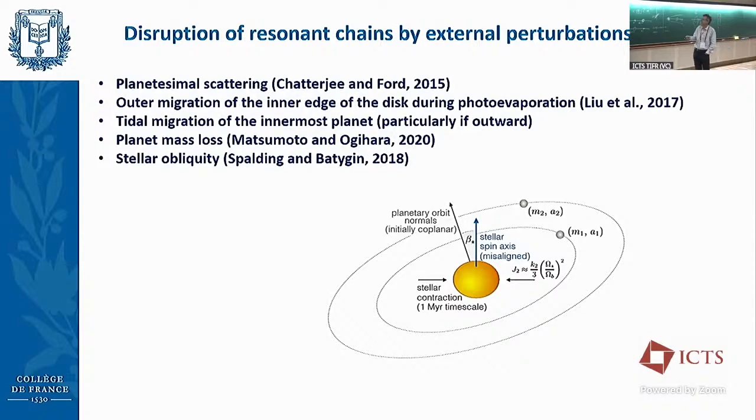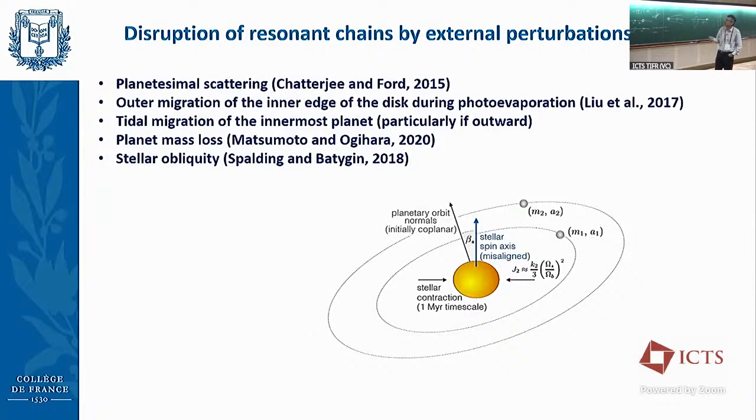If this is the case and the star is rotating, it has an equatorial bulge that is inclined with respect to the planetary plane. And this equatorial bulge takes the inner planet and tries to make it precess around the equatorial plane of the star. So the inner planet starts to precess differently and goes out of plane with respect to the other planet. And this can trigger an instability, as discussed in this paper by Spalding and Bach.